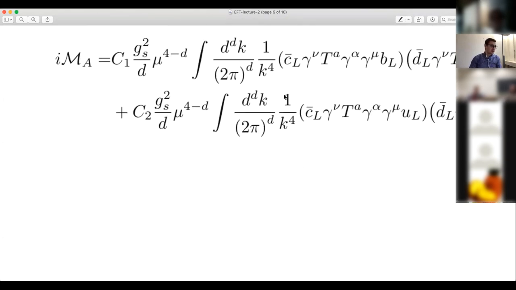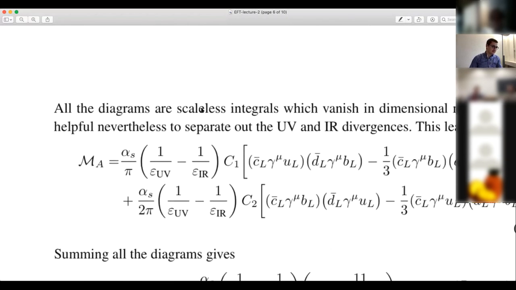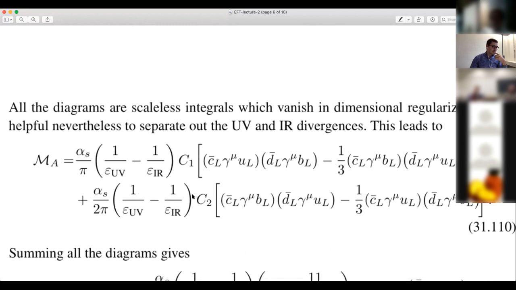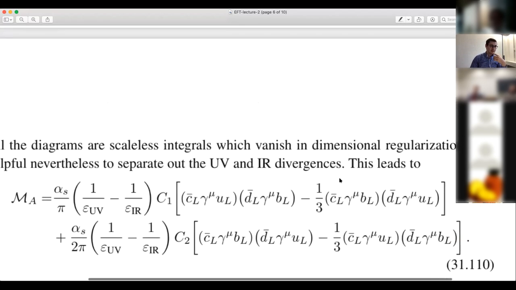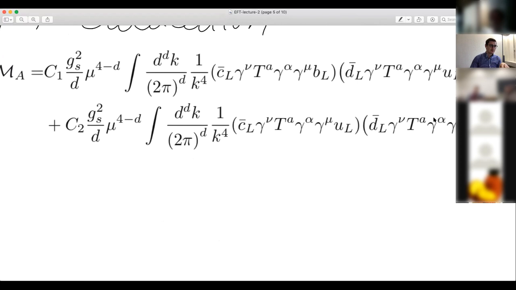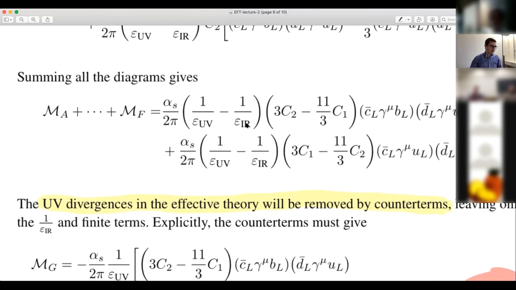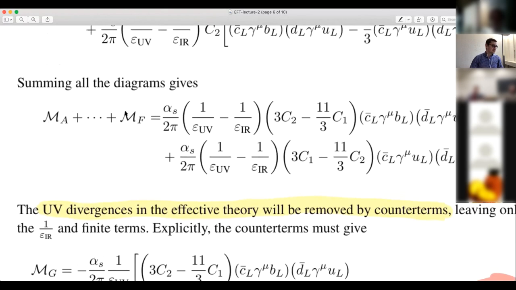All right, so this integral is very simple to calculate in dim reg. It has no scale, so it will be the difference between the UV and IR divergence, and it has this form, very simple. So we had to do the same color and spin massaging of these operators in the product. So now we are in a position to sum all the diagrams. The other diagrams are similar to the diagram A. And this is the final result.